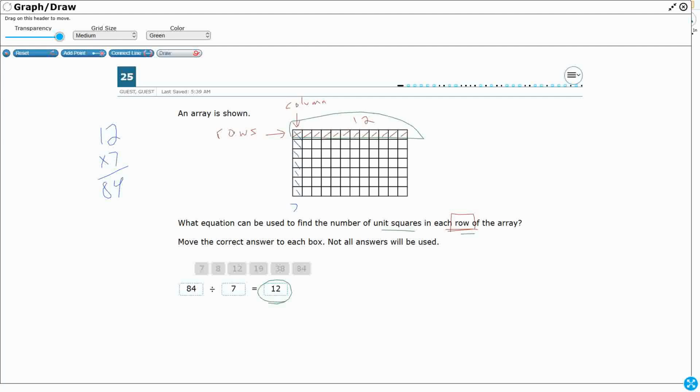Now, it is incorrect if you were to flip this. Okay, so if you were to say 84 divided by 12 equals 7, that is a correct fact, but that is incorrect because our quotient is supposed to answer this question. There are not 7 in each row, there's 7 in each column. So we need to make sure we get our numbers correct there. And so how did we do across the state of Texas? Well, it's a 2-point problem.